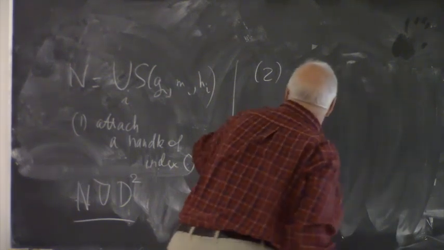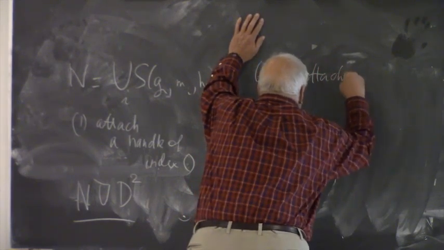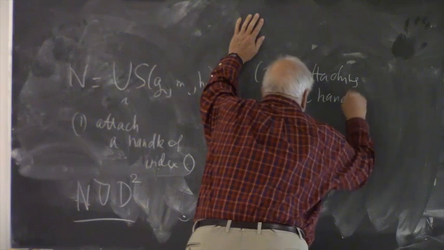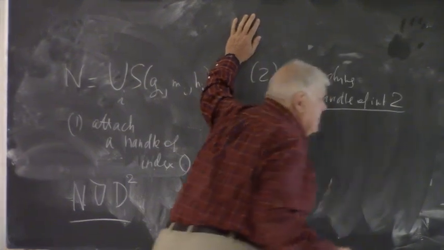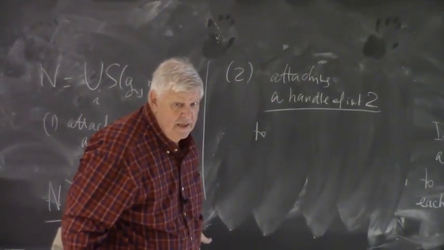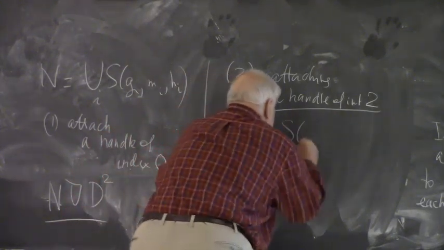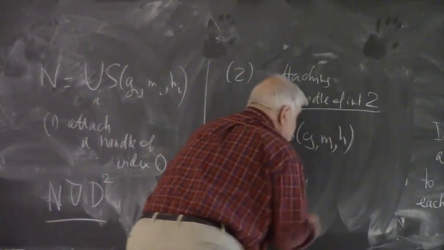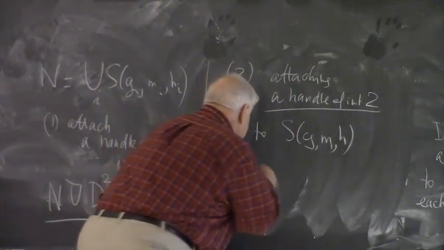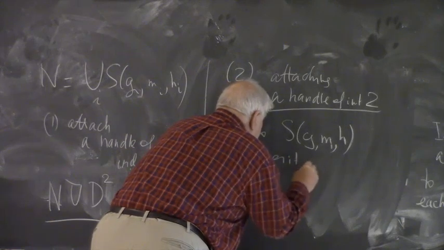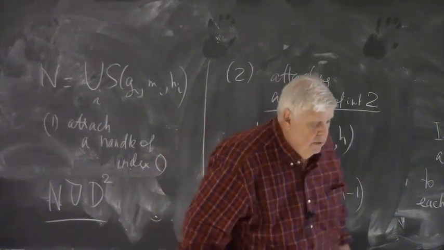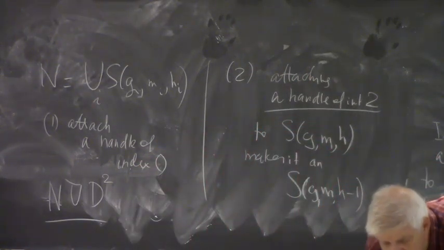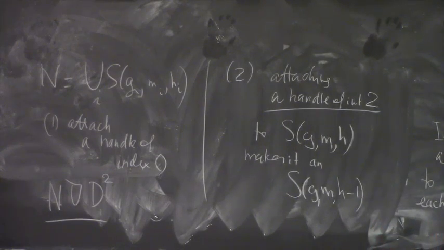So attaching a handle of index 2 is certainly attached to one of the components, because the circle is connected, say S_{g,h}. It is possible only if h is not 0, and it makes it S_{g,h-1}. It just removes one hole, which certainly again shows that we are within the class of classical surfaces.